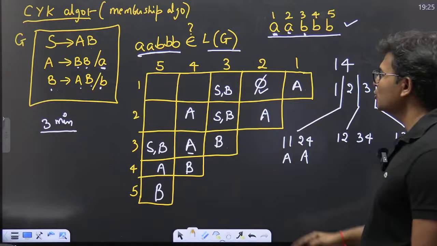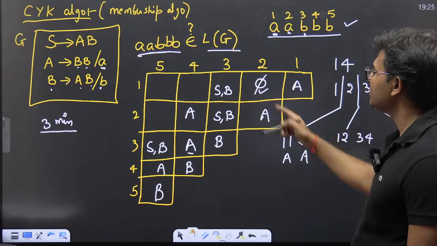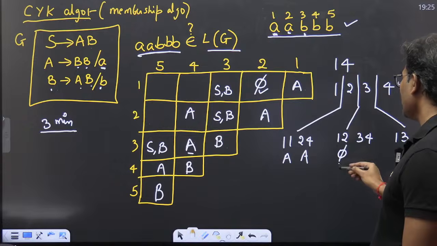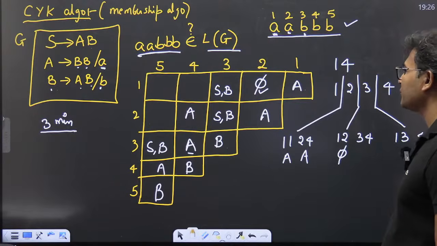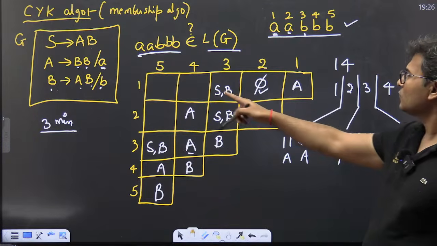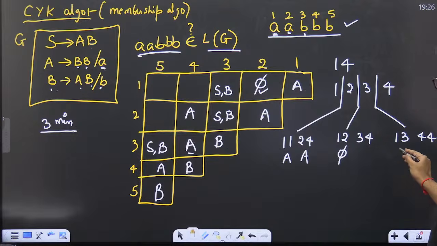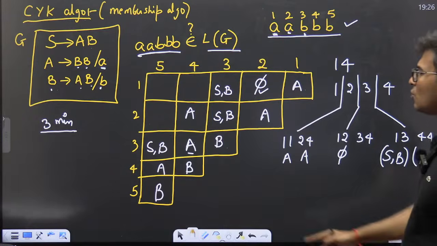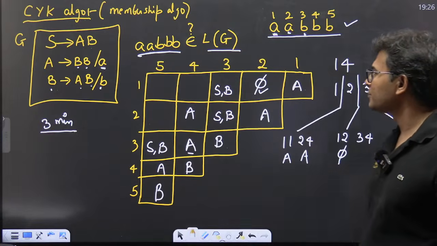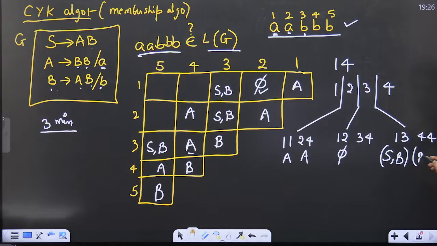Now what is 1, 2? 1, 2 is S. So we don't have to think about 3, 4. Now what is 1, 3? 1, 3 is S comma B, concatenated with 4, 4. 4, 4 is B, right?